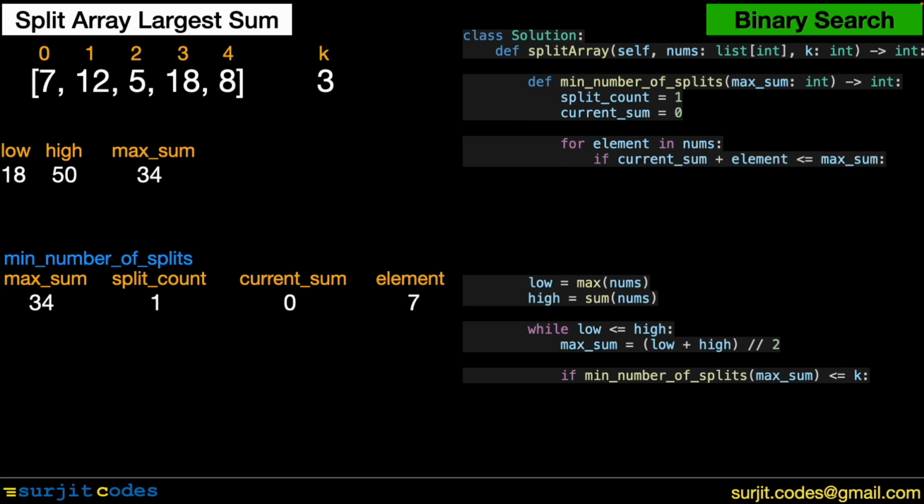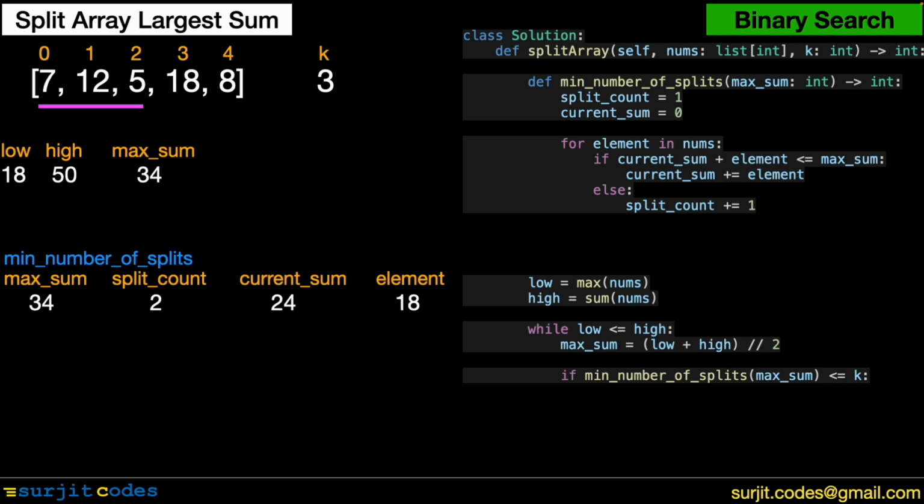First element is 7. If we add this element to current sum, it does not exceed max sum, so we add this element to current sum. Next element is 12. Because 19 does not exceed 34, we add this element also to current sum. Next element is 5 and we add this also to current sum. Next element is 18, but if we add this to current sum, it exceeds max sum, so we do not add it to current sum, but we have to split.